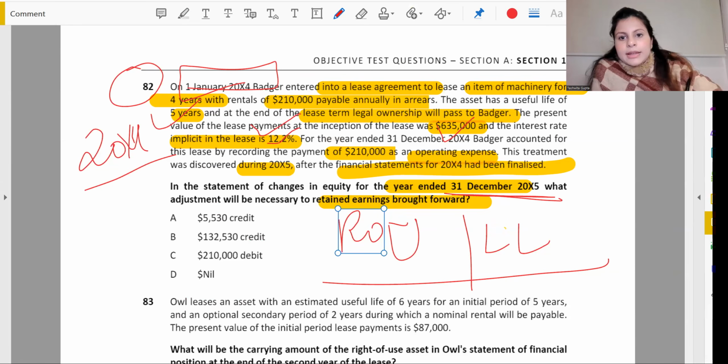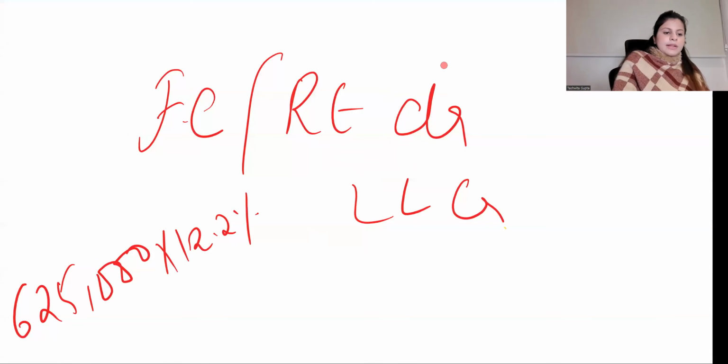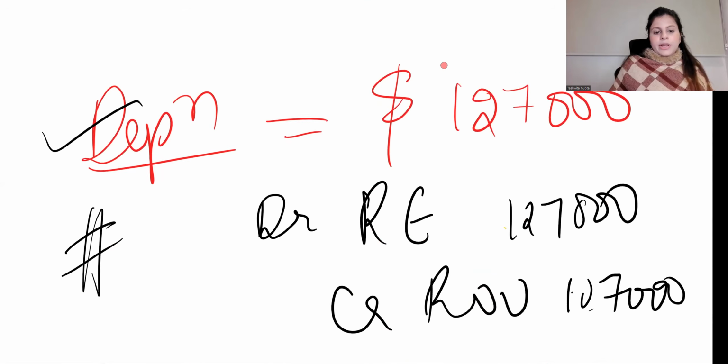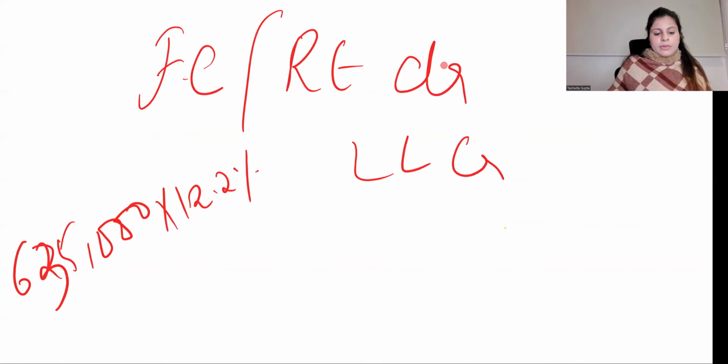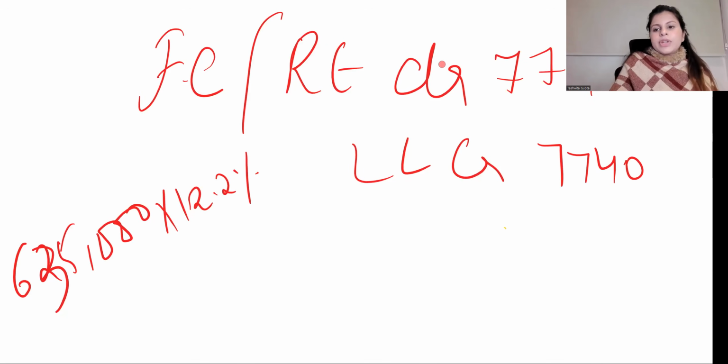Sorry, it's 6,35,000, not 6,25,000. 6,35,000 into 12.2%. Yes, we have taken 6,35,000 above. So it is 77,470. So what is going into your statement of changes in equity?